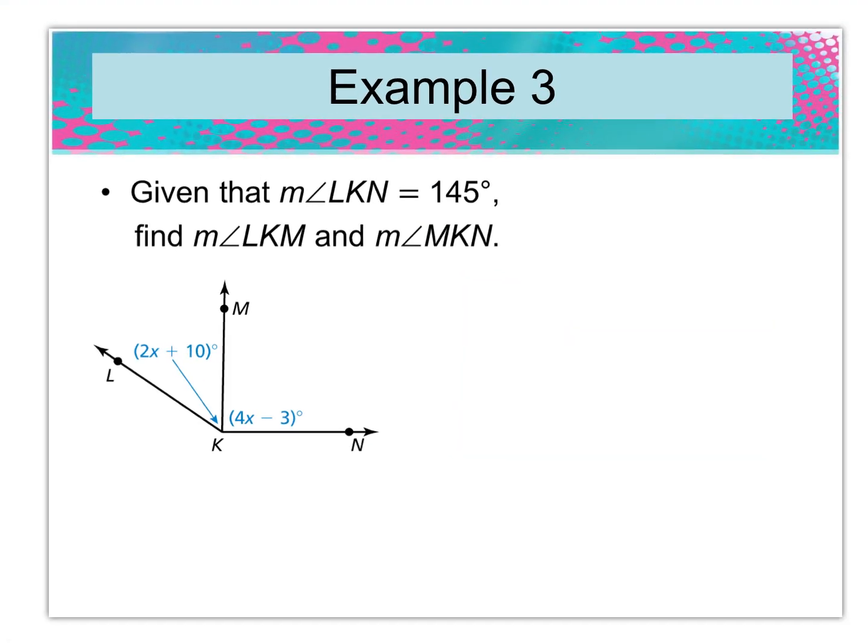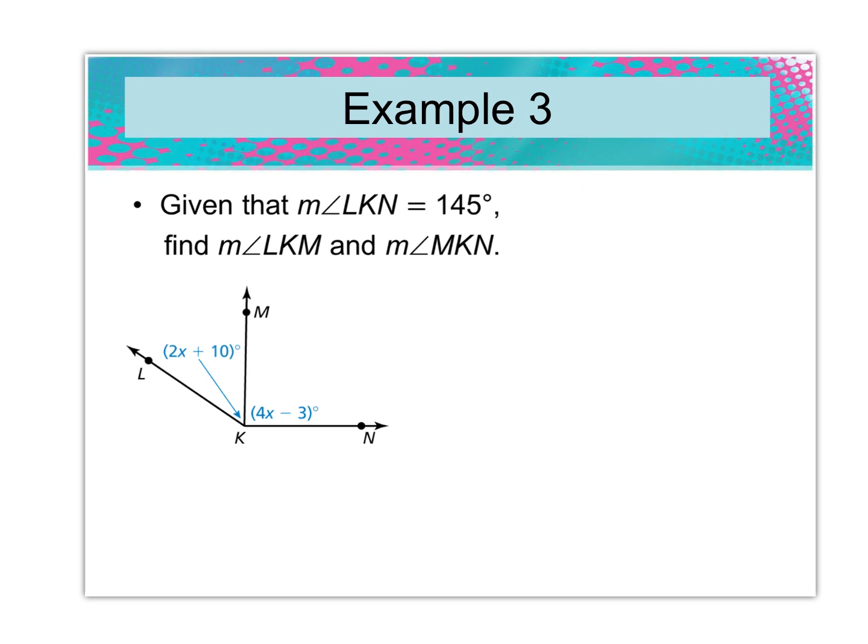And then our last slide. Given that, and we have to read it, and again, this is how you're going to see these problems. Given that the measure of LKN is 145 degrees, so first of all, LKN is this red angle here, from here to here. So LKN is the whole thing, okay? So the whole is 145. Find the measure of LKM and MKN. So LKM is this blue angle, and MKN is this green angle here.